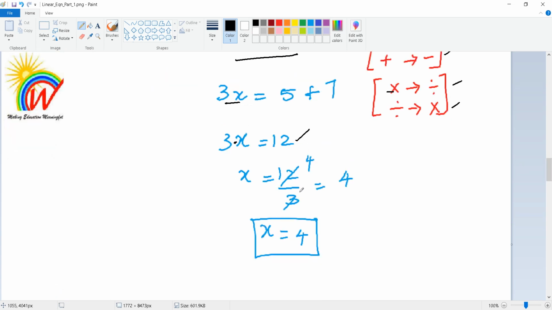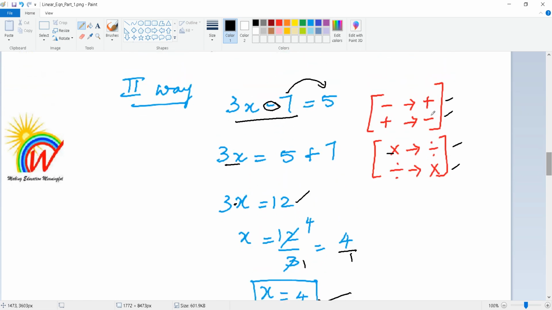This is division, right? You can just write it down. So 12 divided by 3. Now you simplify. 3 ones are 3, 3 fours are 12. So you get 4 by 1, which could be simply written as 4. So this is how we do it over here.